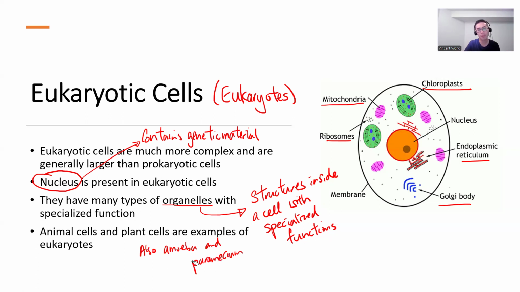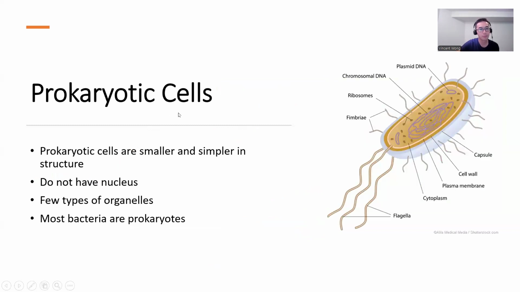Okay, so they actually belong to a group called protists. Animals and plants are not the only living things that exist. There are other kingdoms, like protists and fungi. They are all eukaryotes, with eukaryotic cells. On the other hand, we have the prokaryotic cells, or prokaryotes.